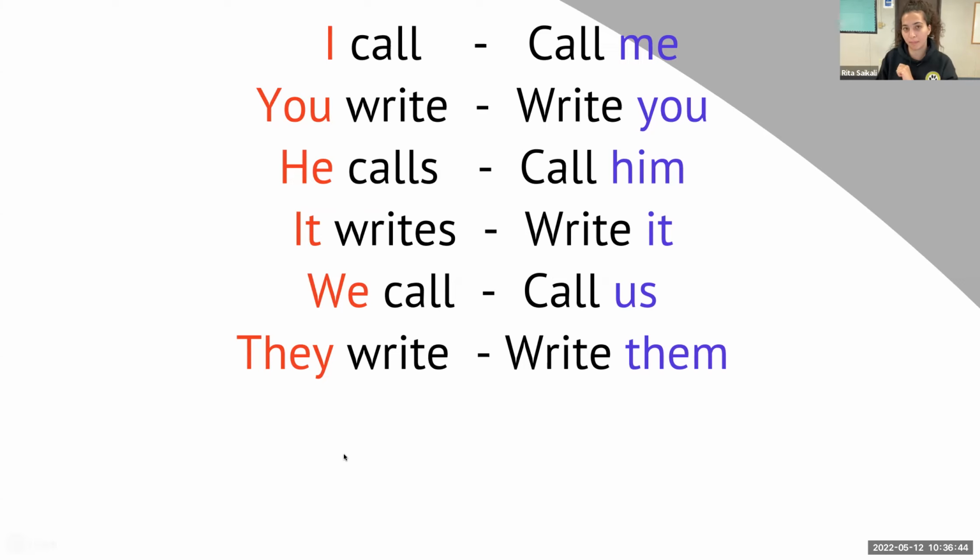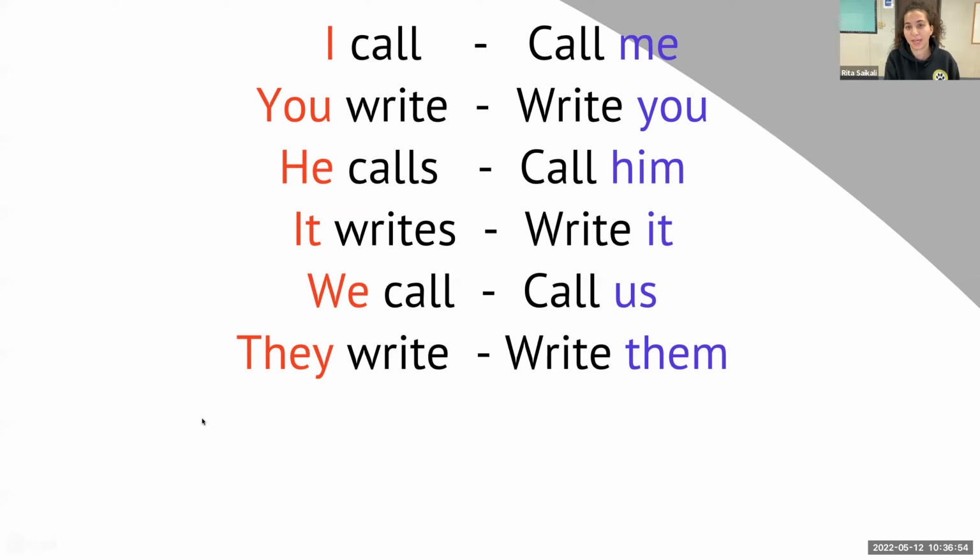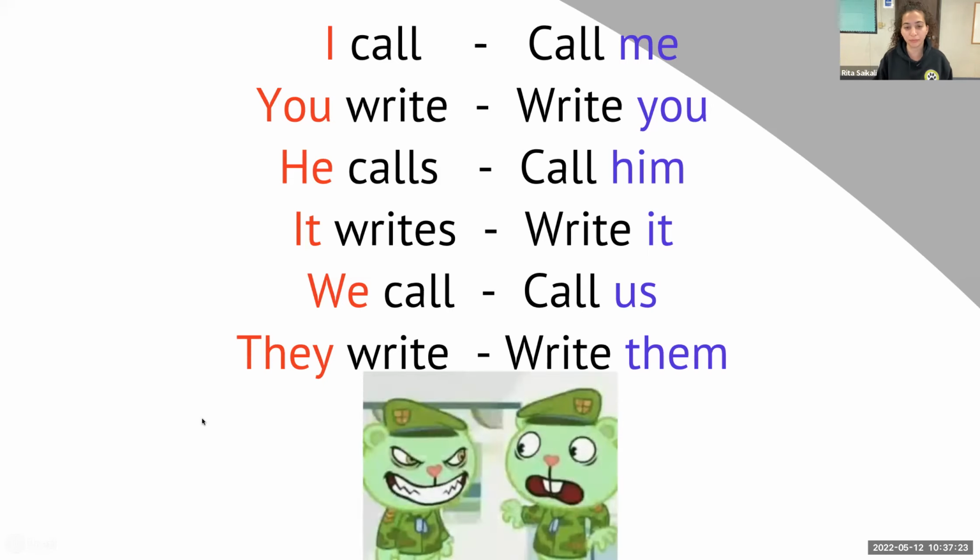They write them. So on the left side of the screen is someone doing the action. When that pronoun is doing the action, it goes before the verb and it takes the subject pronouns. When they are receiving the action, or the action is being done to them, then it is me, you, him, it, us, and them. And it goes after the verb or at the end of the sentence, depending on the sentence that we're writing. Before the verb, after the verb.